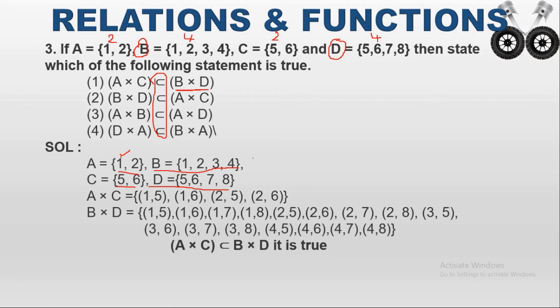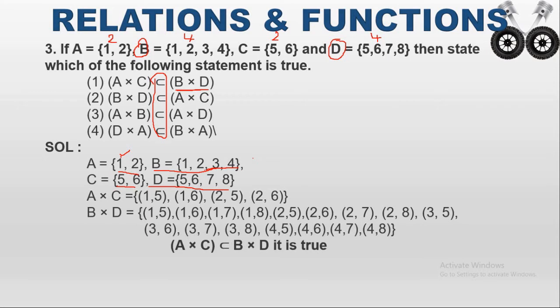The third element presented in B is 3. That 3 is paired with the elements presented in D. So (3,5), (3,6), (3,7), (3,8). The fourth element presented in B is 4. That should be paired with the elements presented in D. So (4,5), (4,6), (4,7), (4,8).